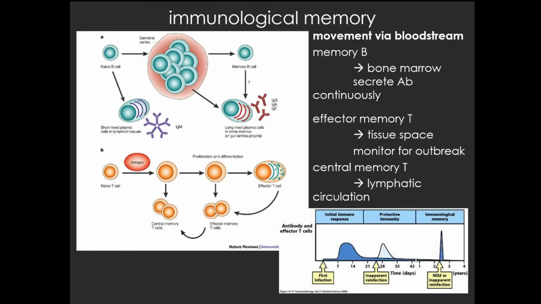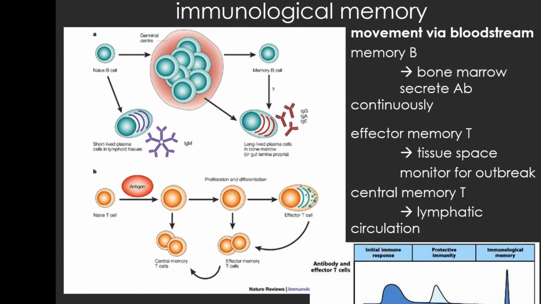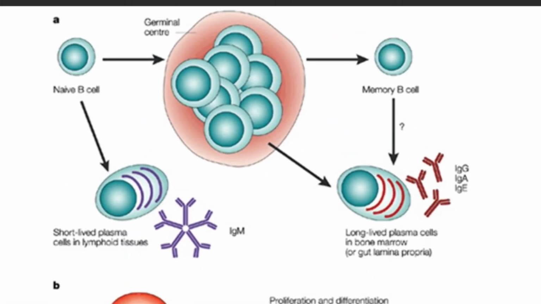Okay, immunological memory involves B cells and T cells, which move via the bloodstream. They're not tending to move within the lymphatic system anymore. They leave the lymph nodes, they go into the bloodstream as a result of being selected and activated by their antigen. So what you see on the left-hand side of the slide here in A is a naive B cell. Remember, naive B cells are those B cells which have not yet seen their antigen. And remember, the B cell can see its antigen and be activated in 3 different ways.